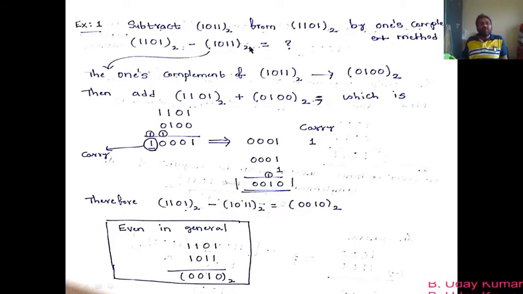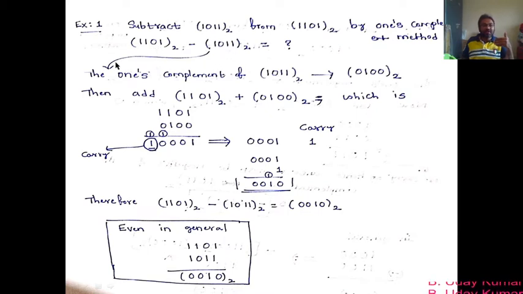So to find the answer of this binary subtraction, you have to follow certain steps. The first step is this: whatever binary number you are subtracting, that means you are subtracting 1011 from 1101, right? So you are subtracting 1011.